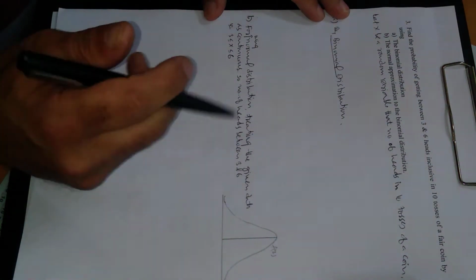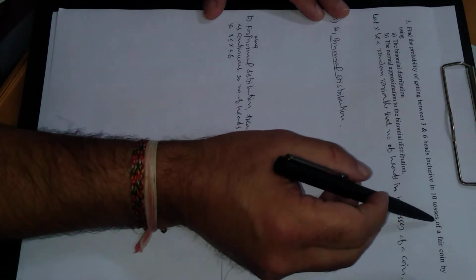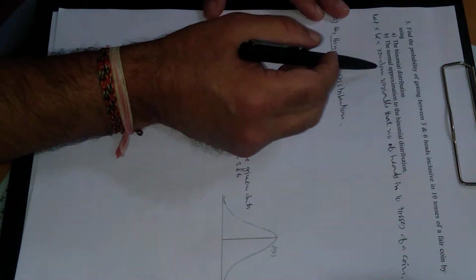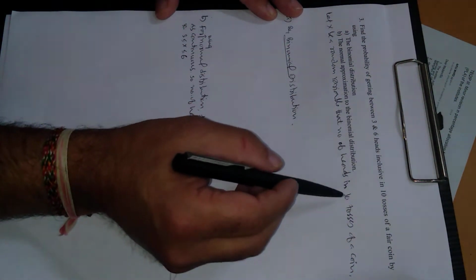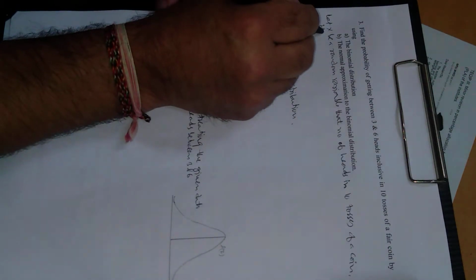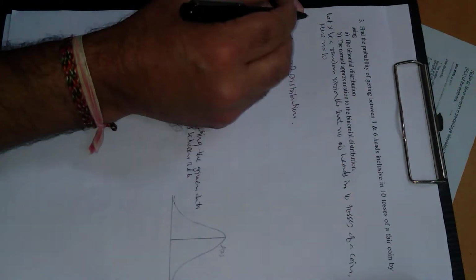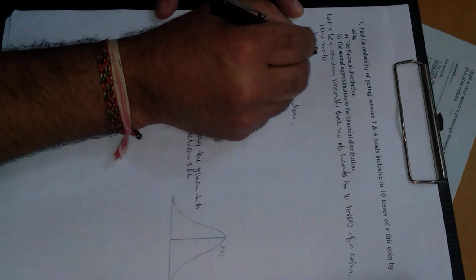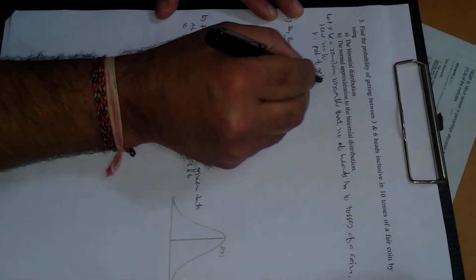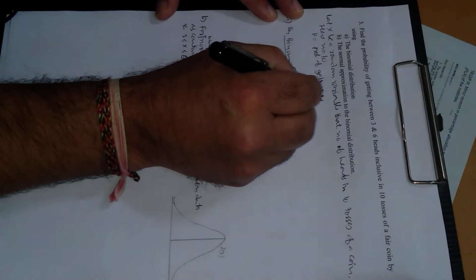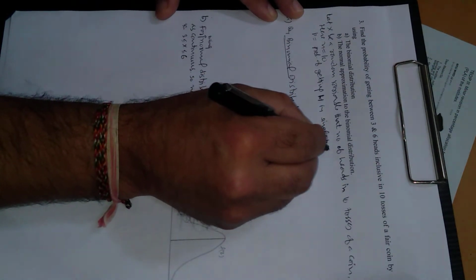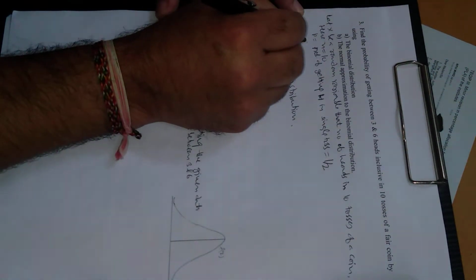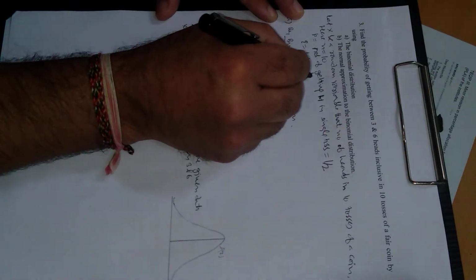Now come to the third one: find the probability of getting between 3 and 6 heads inclusive in 10 tosses of a fair coin by using binomial distribution and by using normal distribution. First of all, let x be a random variable, the number of heads in 10 tosses of a coin. Here the number of trials is 10 because 10 tosses are there. Small p means probability of getting a head in a single toss. This will be 1 by 2, so q, just the opposite of p, will also be 1 by 2.